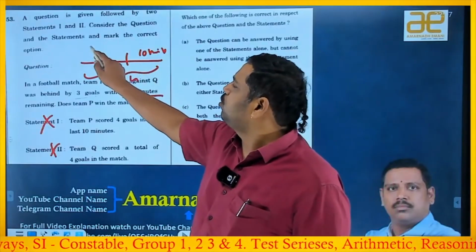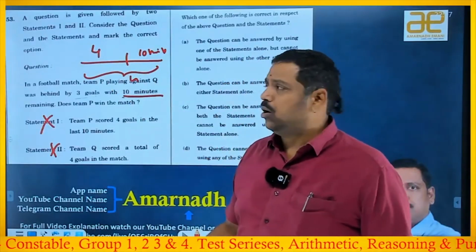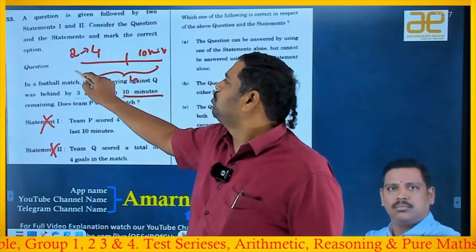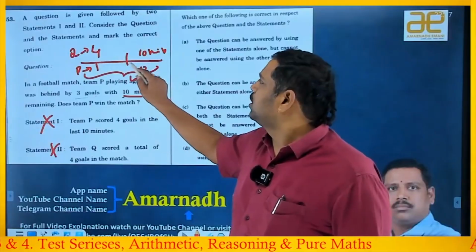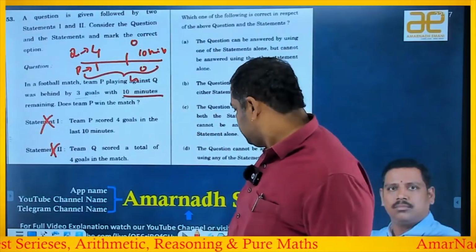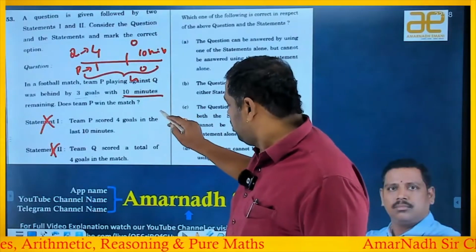Okay, that means Q scored, suppose, 4 here. P scored 1 here. Yes or no? That means in the last 10 minutes Q scored 0. And I'm going with the combination now.